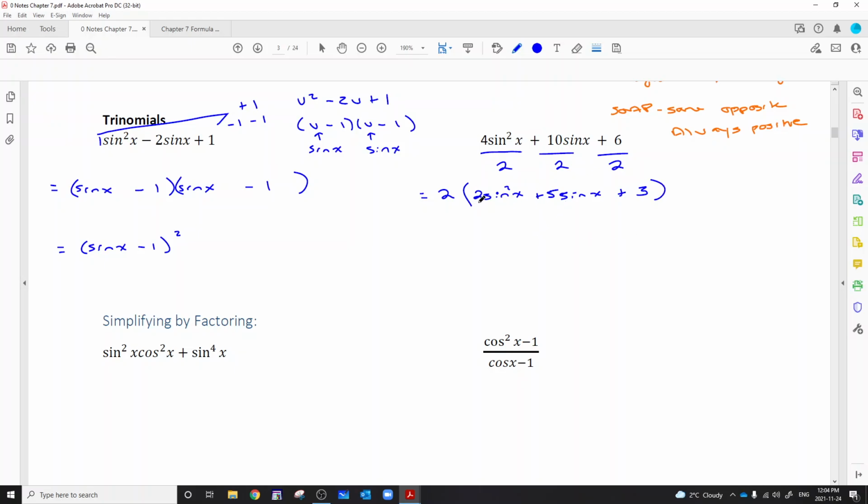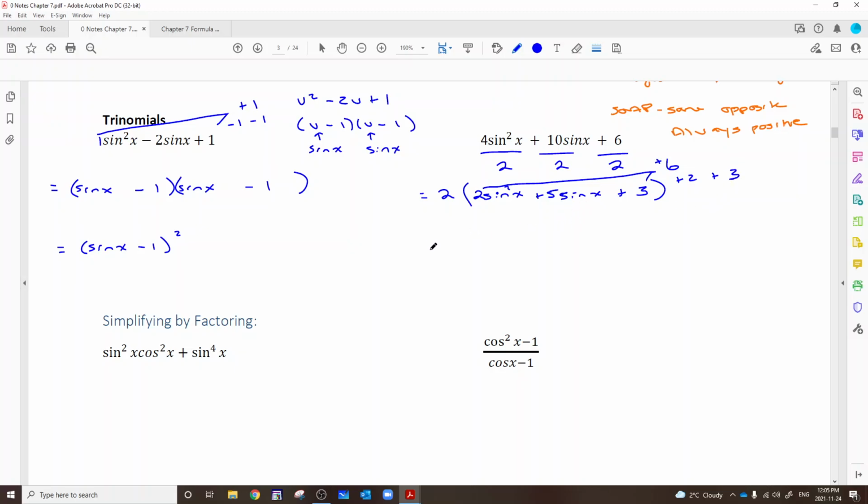All right, now this is one that I actually do have to do the AC method for because I have to figure out 2 things that multiply to give you 2 sine squared x and 2 things that multiply to give you 3. So what I'm going to do is the whole AC. So I'm going to do 2 times 3 is 6. I'm looking for 2 numbers that multiply to give me positive 6 and add to give me positive 5. So that's going to be positive 2 and positive 3.